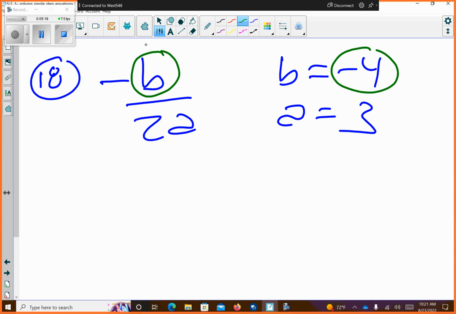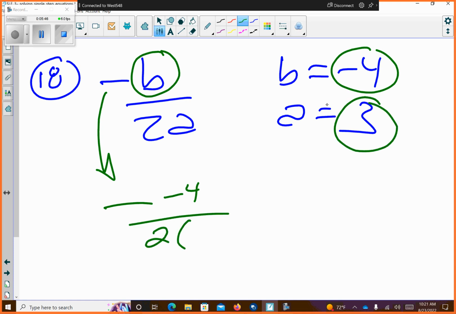Now, friends, what do you notice right now? What is existing in number 18 is negative b over 2a. What's kind of sticking out right now? B. What else? Oh, the negative. That negative sign, right? So I'm going to bring this negative, I'm just going to bring this straight down. Still with me? Okay. And then I'm going to plug in negative 4 over 2 times 3.